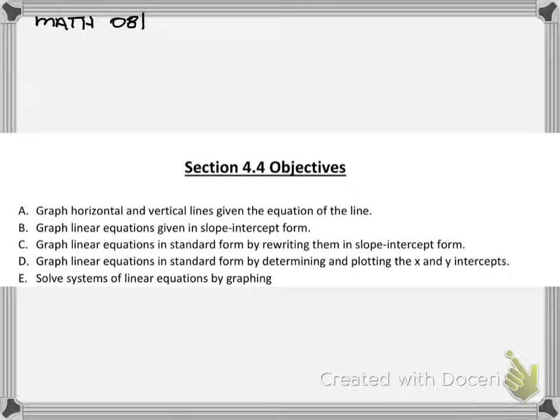Welcome to this video. In previous videos, I taught you how to graph horizontal and vertical lines, given the equation of a line, how to graph a linear equation if it's given in slope-intercept form, and how to graph a linear equation in standard form, either by rewriting it in slope-intercept form or by determining the x and y intercepts. In this final video, in Chapter 4, Section 4, I will teach you how to solve systems of linear equations by graphing.